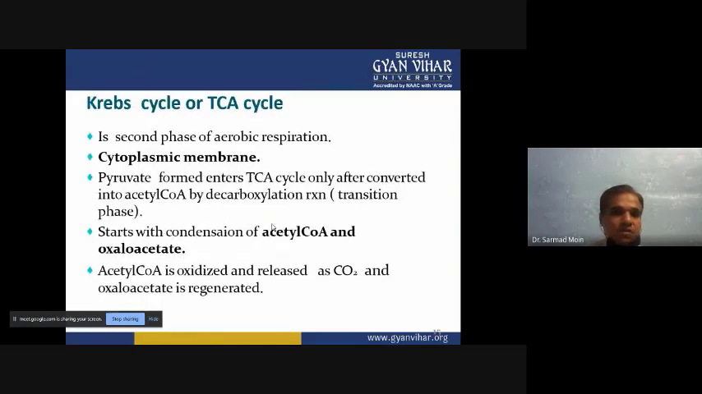Now, the Krebs cycle or TCA, tricarboxylic acid cycle. The Krebs cycle happens in the second phase of aerobic respiration, and it happens in the cytoplasmic membrane, not in the cytoplasm. And the pyruvate formed enters into the Krebs cycle. So, pyruvate we receive from the glycolysis pathway, and there are two molecules from the glycolysis pathway which came from one molecule of glucose.